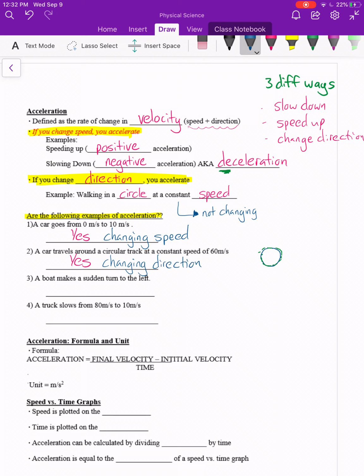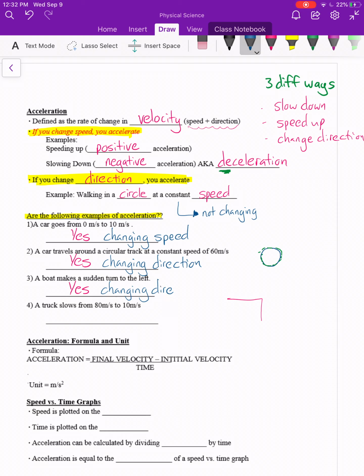All right. If a boat makes a sudden turn to the left, so you got a little boat, maybe it's a tugboat, maybe it's a yacht, it's going up, and then all of a sudden, goes that way. Is that a change in acceleration? You bet it is. Okay, it is also changing direction.